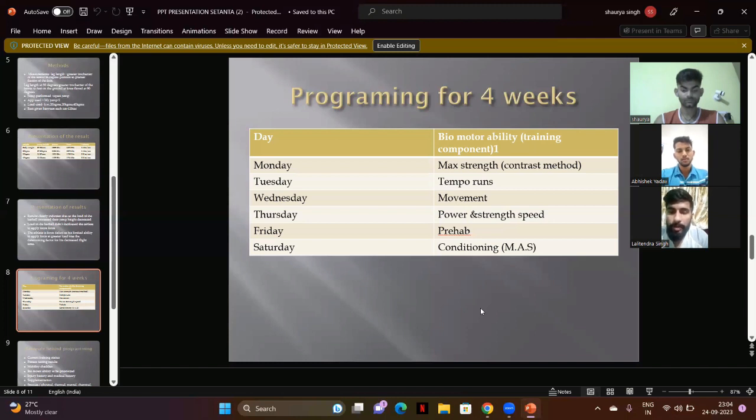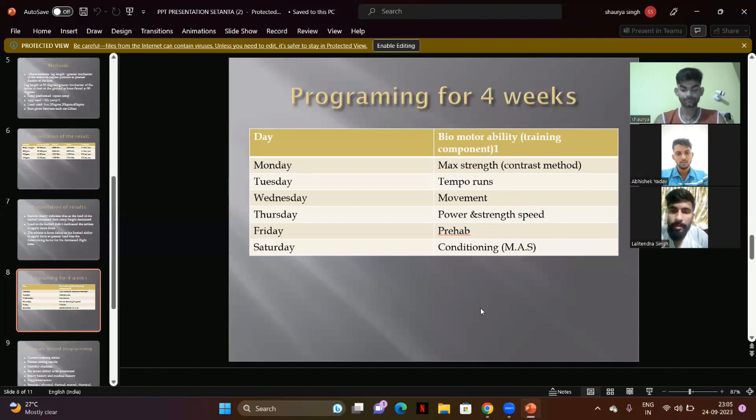On Thursday, it will be power and strength speed, so that will be again a neural day for him, but there has been the gap of around 72 hours of micro recovery that will help him to produce force and power again. This will be costing more towards the ground contact time and the elastic component of the strength.